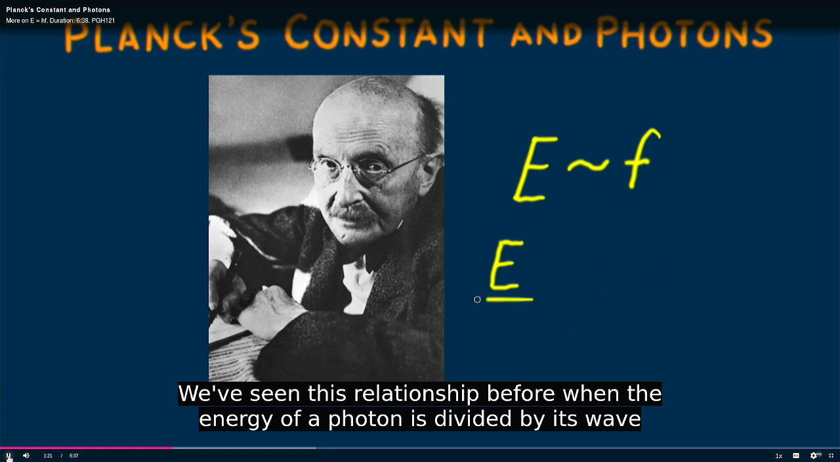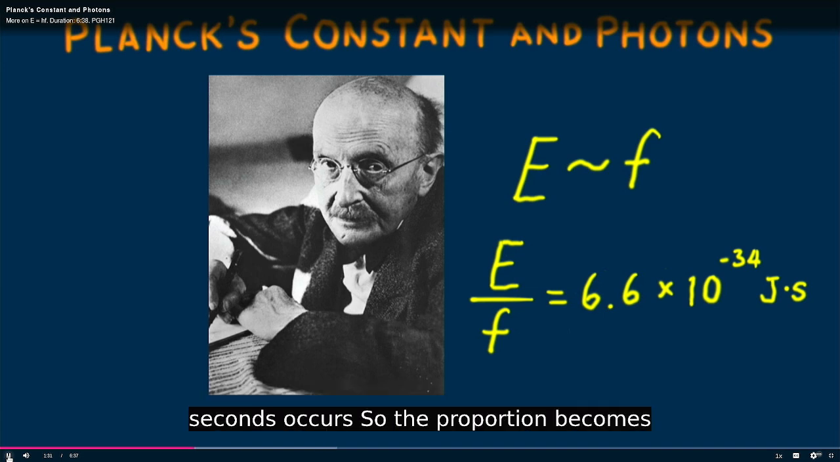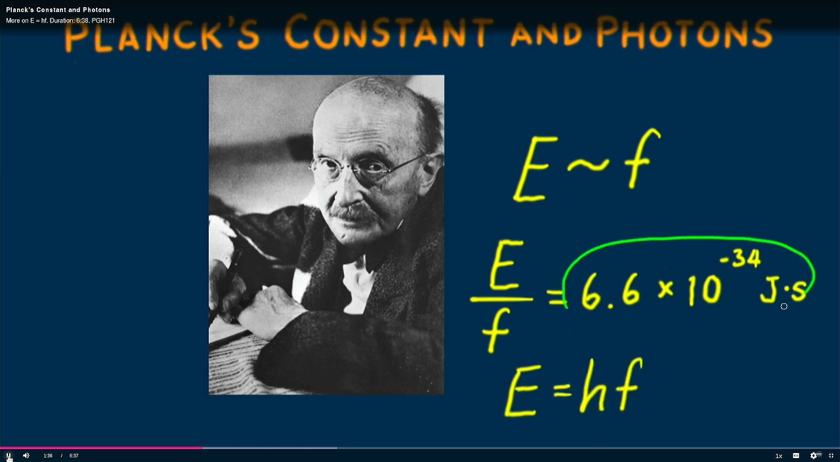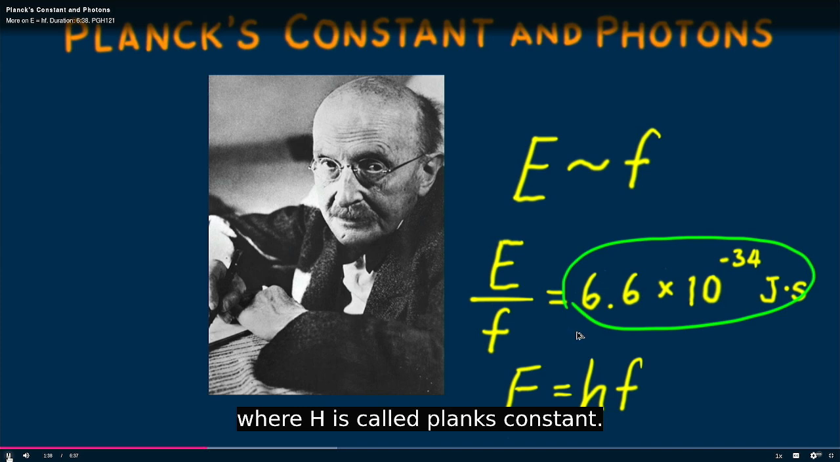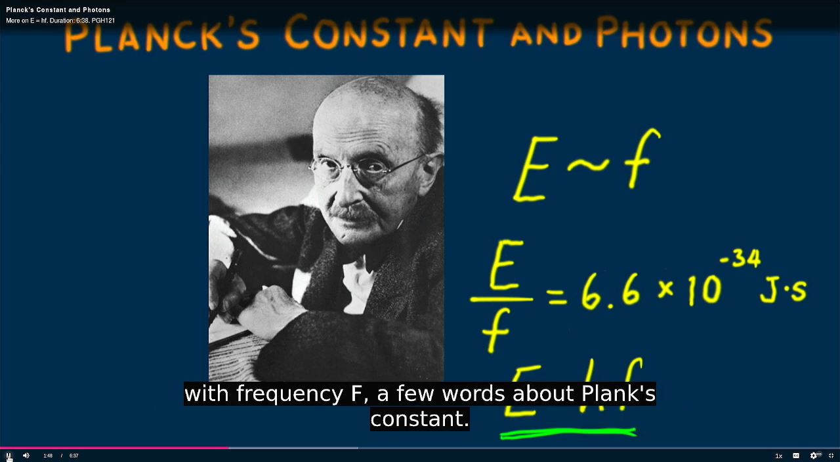When the energy of a photon is divided by its wave frequency, a constant value of 6.6 times 10 to the minus 34th joule-seconds occurs. So the proportion becomes E equals hf, where h is called Planck's constant. The equation E equals hf gives the smallest amount of energy that can be converted to light with frequency f.